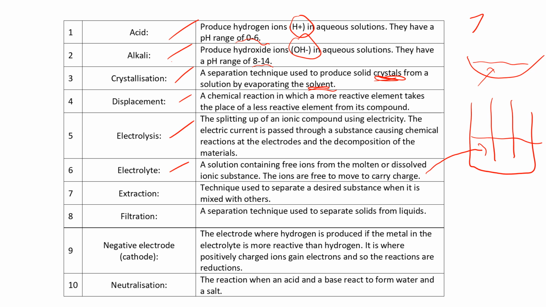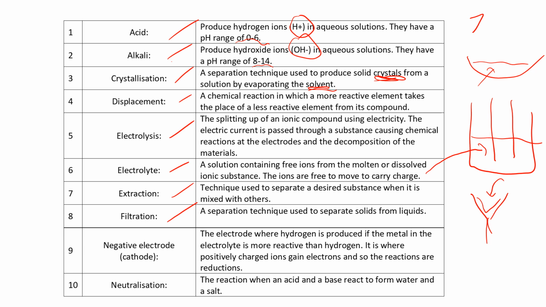A technique used to separate a desired substance when it is mixed with others. So what you're doing is you're extracting something. A separation technique used to separate solids from liquids. So you've got your filter funnel like that, filter paper in there, you pour your liquid in the top, and what it does, it takes out your insoluble solids, filtration.